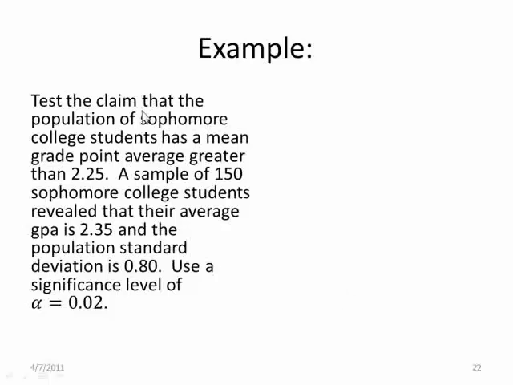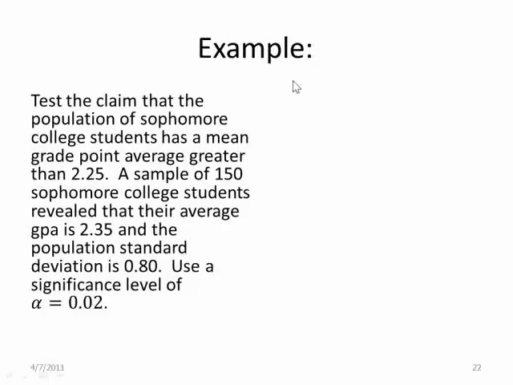So here we want to test the claim that the population of sophomore college students has a mean grade point average greater than 2.25. A sample of 150 sophomore college students revealed that their average GPA is 2.35 and the population standard deviation is 0.8. So use a significance level of alpha equals 0.02.